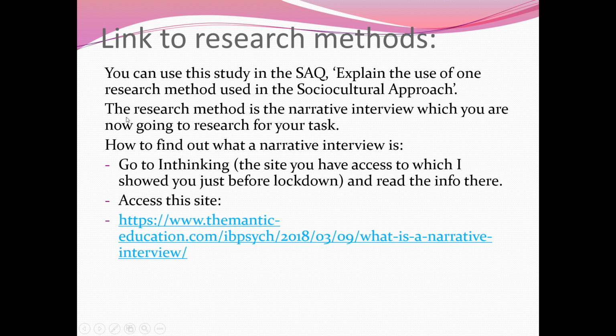So what you need to do first is find out what a narrative interview is. Now, it's a good idea to go to the InThinking site that the college gave you access to. It was just before lockdown. You have a login for InThinking. It's a really good site for you to use. And you just go to the drop-down menu and you can find research methods or even paper 3, because paper 3 will have something on narrative interview there. There is also this site here which tells you what a narrative interview is. So, there's plenty of information out there for you.